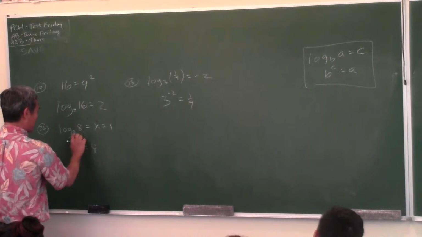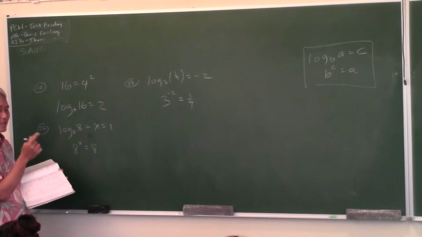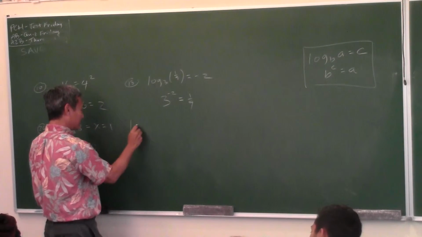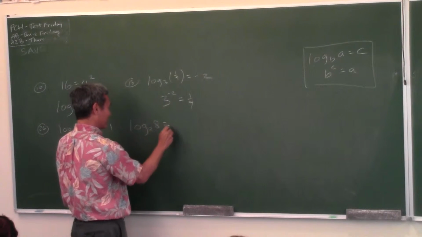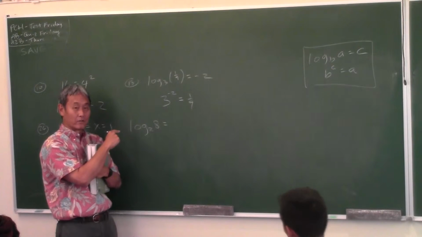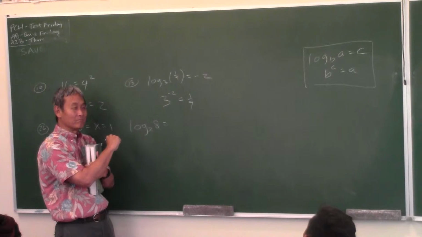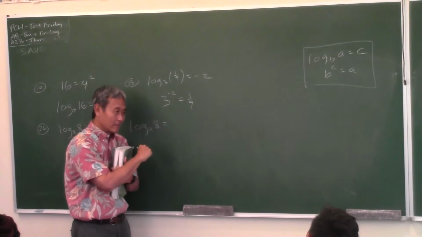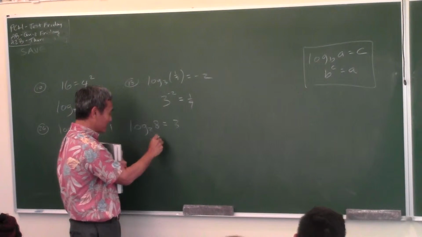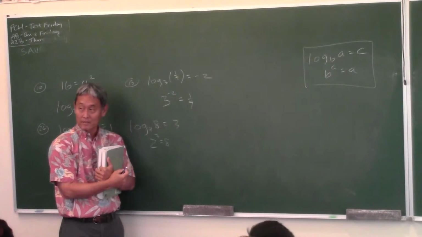Now hopefully after a while, when you get used to this, you don't even need to put the x there. So when you see this, in your head, you're just thinking 8 to the what power equals 8. In fact, let's do some drills. Log base 2 of 8. Let's not even put the x there. In your brain, you're thinking, 2 to the what power equals 8? 3! Because if you change this to exponential form, 2 to the third power equals 8.